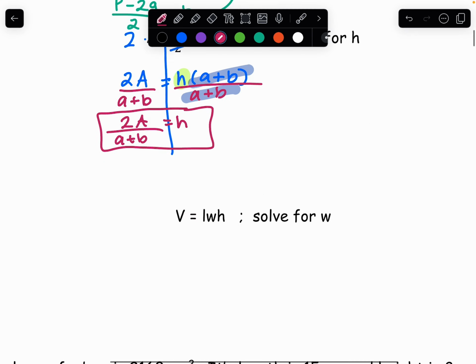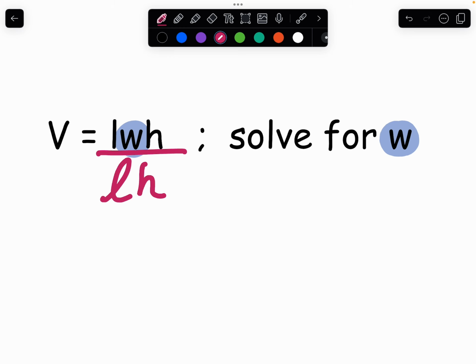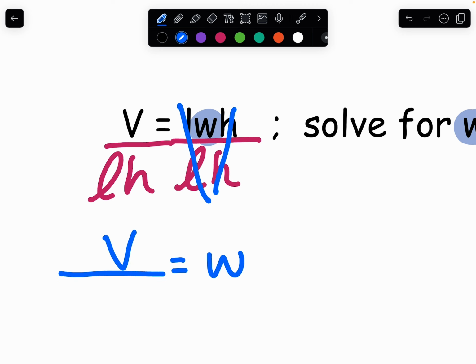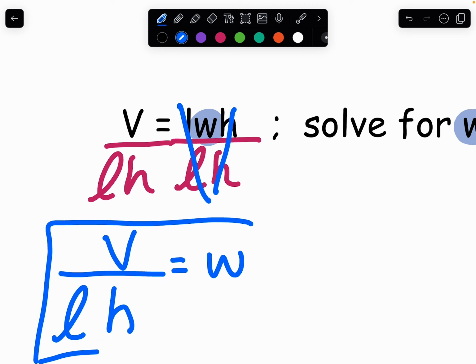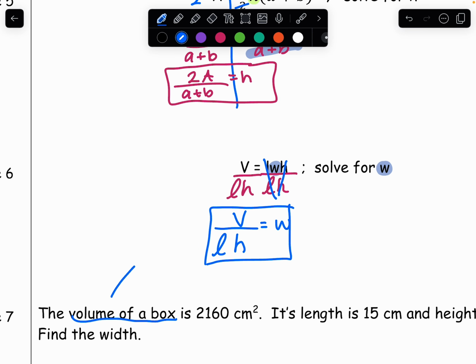Let's go on to the next one. So we're going to be solving for w. Hopefully you know what this equation is. We are going to divide both sides by LH. So you might be wondering, why do I have this fancy L? It's because when we write with pencil, it's difficult to tell if it's an L or a 1. And so that's why we use that fancy L. And so the L's cancel out and the H's cancel out, leaving us with W. And then I just get V over length times height. You might have guessed it or looked at the problem below, but this is the volume of a box. Woo!